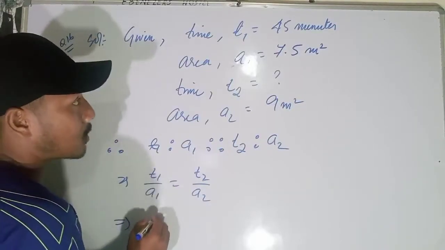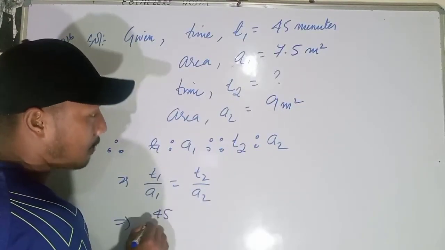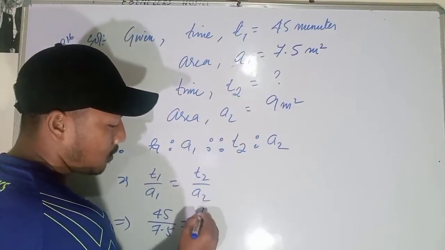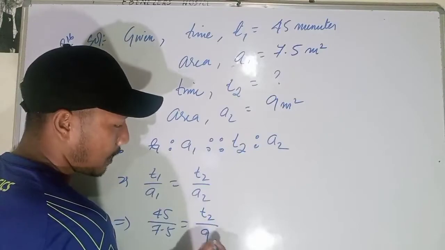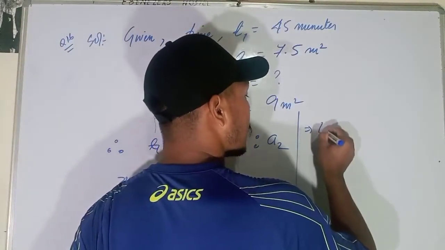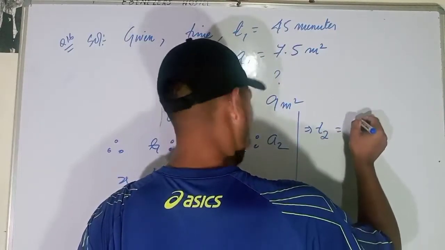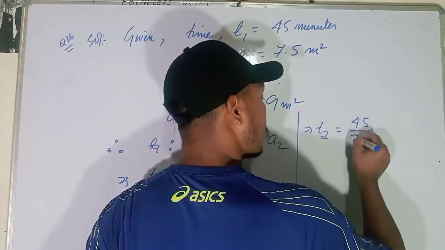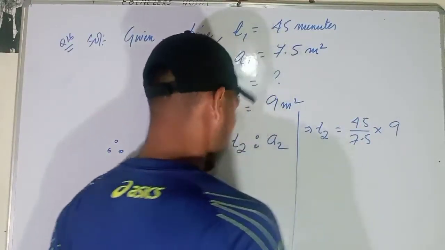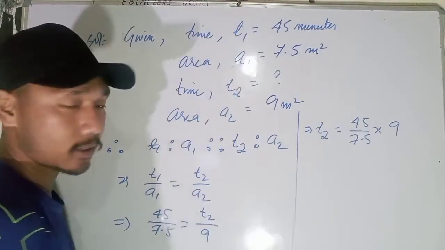Okay, T1 is how much? 45, and A1 is how much? 7.5. T2 is how much? We don't know, but A2 we know. What is it? 9. So I can write this, which implies that T2 is equal to 45 by 7.5 into 9. Okay, into 9, yes.